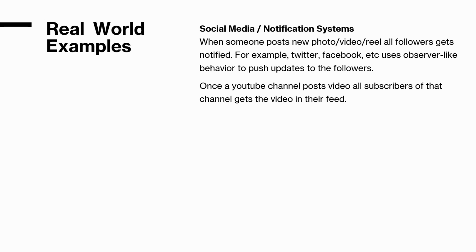Then finally, the social media and other notification systems, where it is used heavily. For example, if someone posts a photo, video, or reel, then all of their followers get notified. For example, on Twitter, Facebook, etc., this observer-like behavior is used to push updates to the followers. Also on YouTube, once a channel posts some video, all of the subscribers of that channel get the video in their feed.